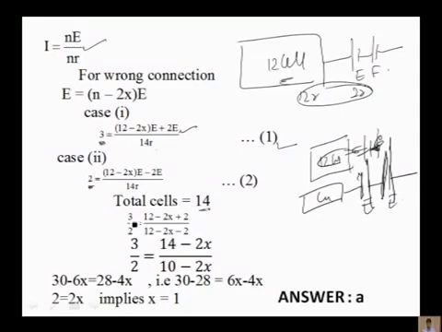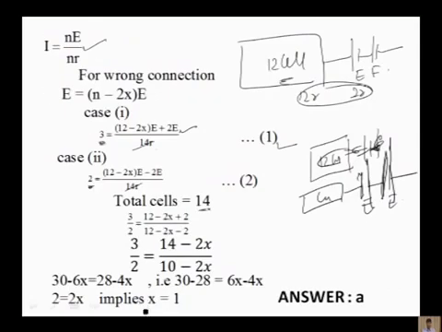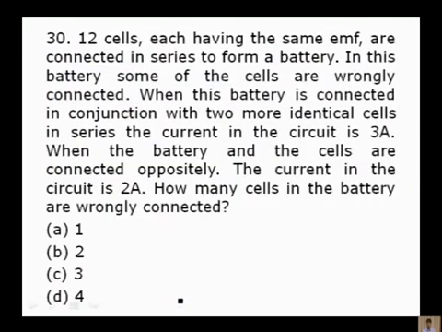When we divide these two, it becomes 3 by 2, and the E terms cancel on both sides. 14R cancelled, so remaining is 3 by 2 is equal to (14 minus 2x) divided by (10 minus 2x). By making all the simplification, we get the value of x. We get the value of x is equal to 1. The wrongly connected cell is only 1. Therefore, the correct option is the first one.